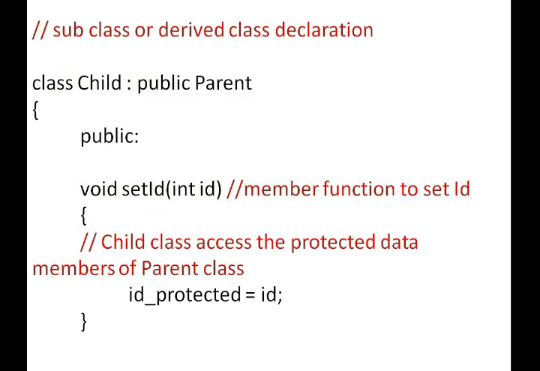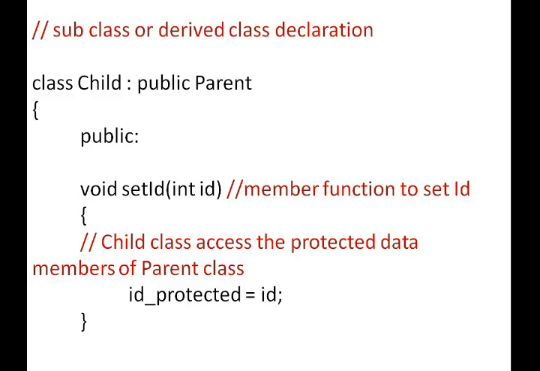This is a child class, Child colon public Parent. This is a method of inheritance. We are inheriting the properties of Parent to the Child class. That means all protected variables of the Parent class can be accessed in the Child class. This is what we have done through inheritance. So this is a derived class. The Child class is a derived class which is derived from Parent. Protected variables can be accessed here.